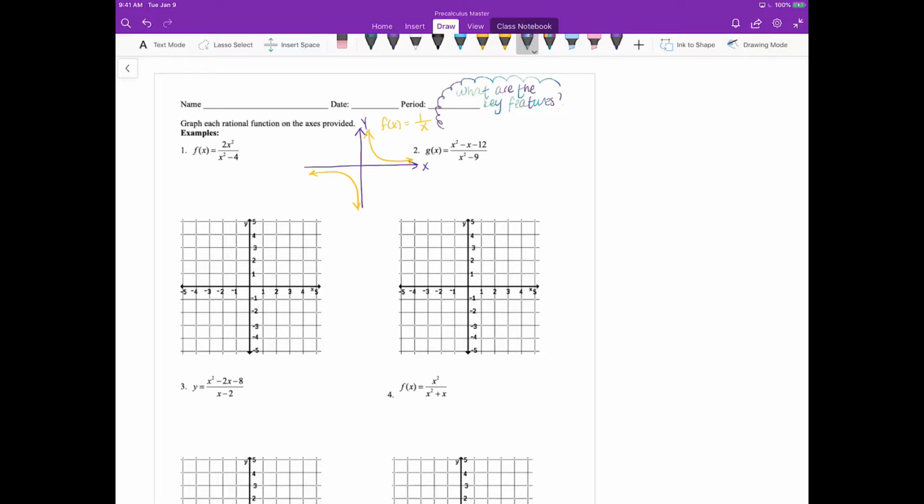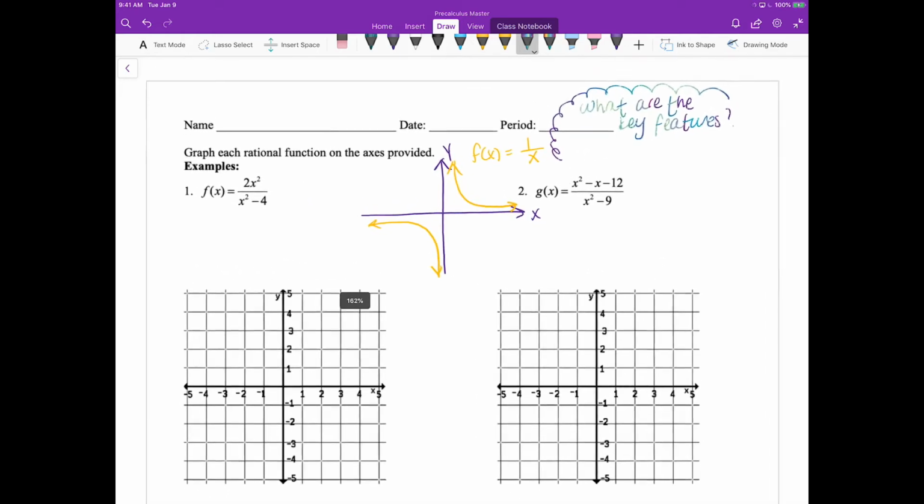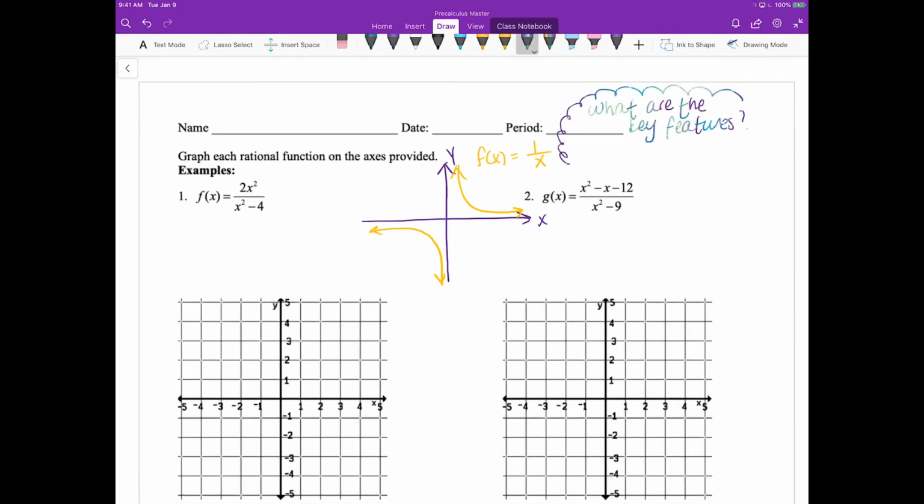The whole goal is to make the graph look as close to the parent function as possible. So we're going to do that by getting these functions into reduced form and then identifying key features from there. So let's look at problems number 1 and 2. I'm going to do problem number 1 in blue.